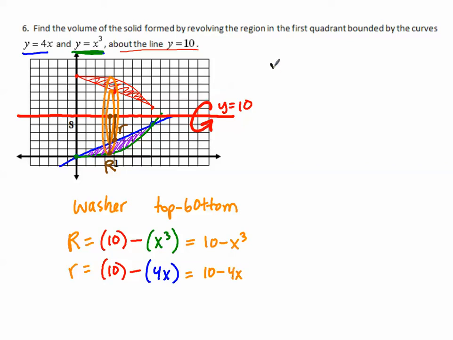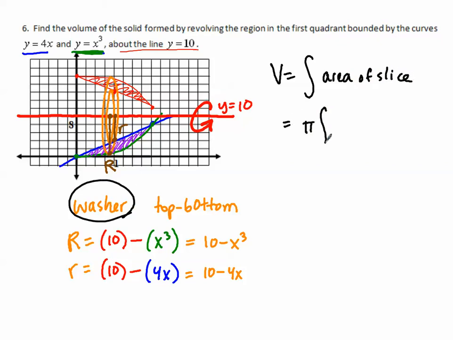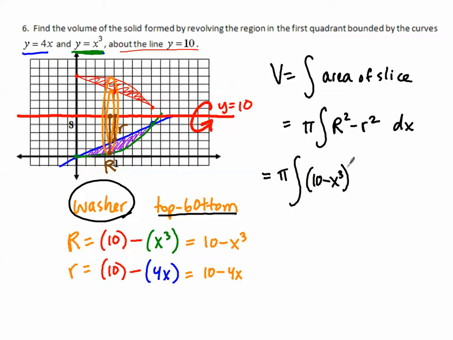We remind ourselves, what is volume? The integral of the area of a slice. And because our slice is a washer, it's pi integral big R squared minus little r squared, because it's top minus bottom, with respect to x. Plug in what we have. Big R, 10 minus x cubed, squared, minus 10 minus 4x, squared, dx. Look at where our region starts, x coordinate 0 to x coordinate 2, just like the last one. Evaluate the integral. The hard part is setting it up. Evaluating the integral is the easy part.